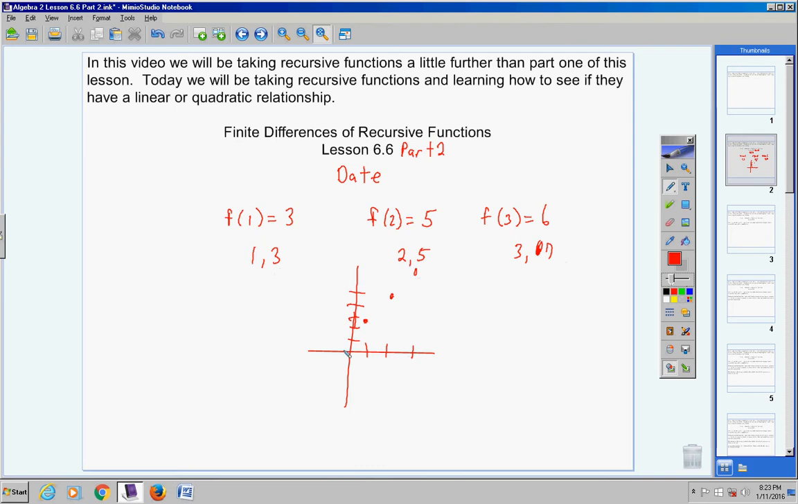And you would see that you have a linear graph. So that means that this recursive function has a linear relationship. Now you're probably saying, well, Mr. Aaron, all we have to do is look at the different values and see. That's true, but you have to graph them and look at it. There's actually a faster way to do that, using finite differences, and that's what we're going to learn today, okay?